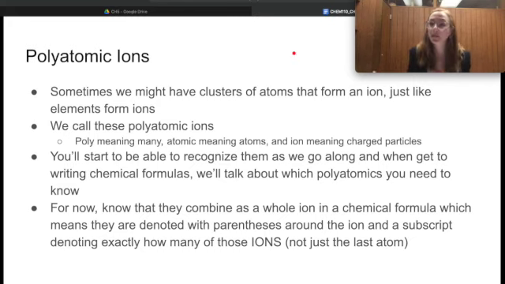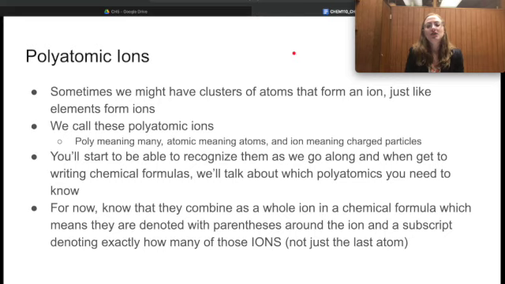Why polyatomic? Well, poly means many, atomic meaning atoms, and ion meaning, again, a charged particle. So a many-atomed charged particle. Before, we were looking at monatomic ions. So mon meaning one, atomic meaning atoms again. So we had monatomic, one atom ions. Now we're looking at many atomed ions, okay?